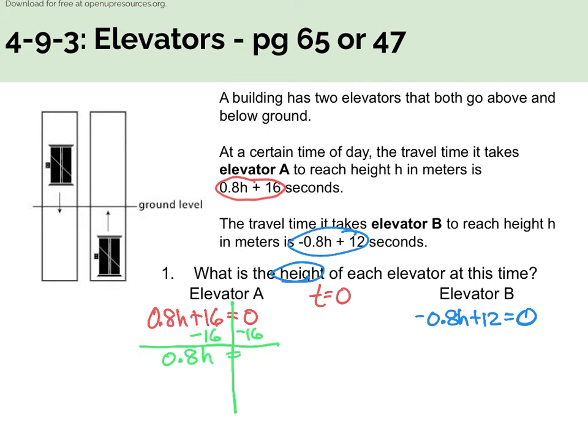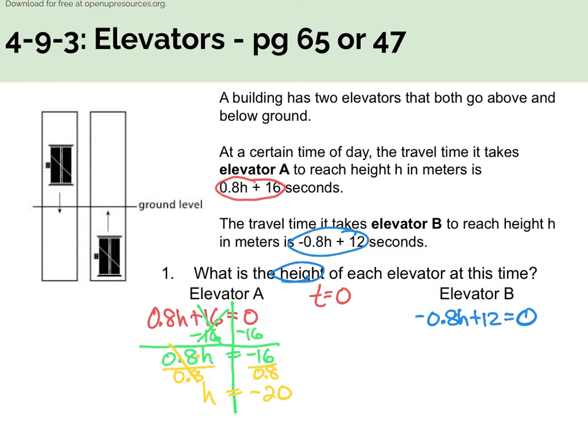We're going to have 0.8h equals negative 16. They make it 0. 0 minus 16 is negative 16. Then we want to get h by himself. 0.8 and h are multiplying, so we are going to divide. 0.8 divided by 0.8 leaves h by itself. Grab your calculator. Let's do negative 16 divided by 0.8, and that's going to be negative 20.